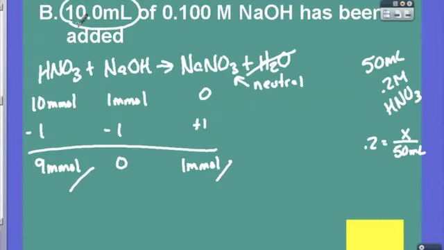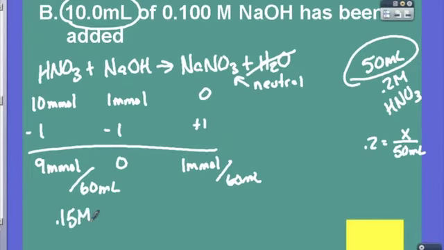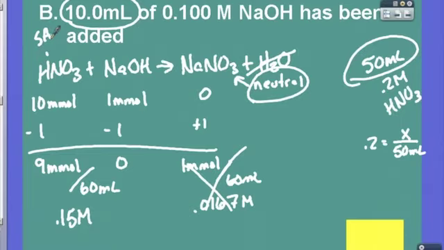We're going to need molarity, so we need to divide by total volume. So we have 10 plus 50 gives us 60 milliliters. So we have 0.15 molarity. And 0.0167 molarity. So we have a strong acid and a neutral salt. The neutral salt doesn't matter. So really we're just left with a strong acid, and so we can take the negative log of 0.15 to give us a pH of 0.824.